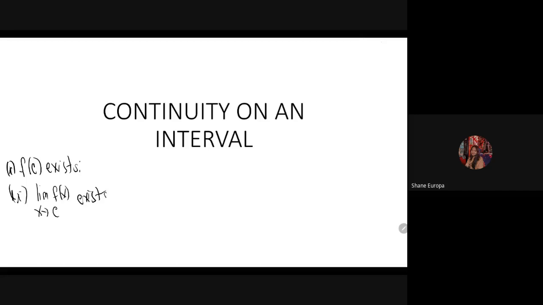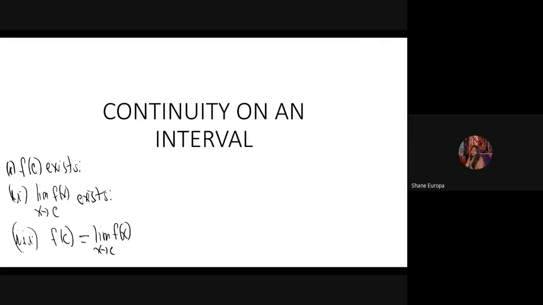For the second condition, you must be able to calculate the right hand limit and the left hand limit. And as we all know, when the right hand limit is not equal to the left hand limit, then the limit of f of x as x approaches c does not exist. Okay? And condition three: when you evaluate the function using c, it should be equal to the limit of f of x as x approaches c. If at least one of these three conditions is not met, then the function is said to be discontinuous at x equals c.